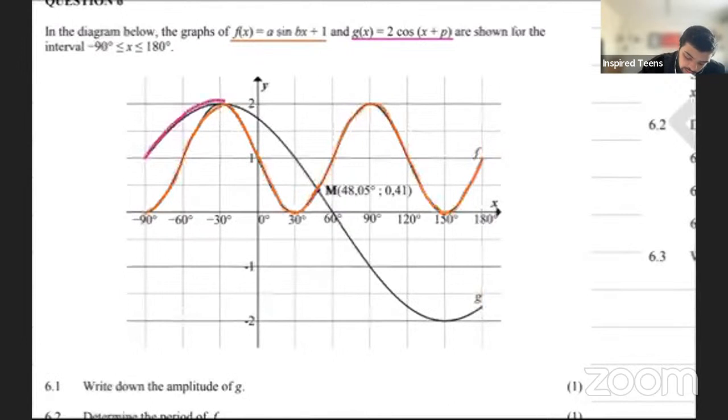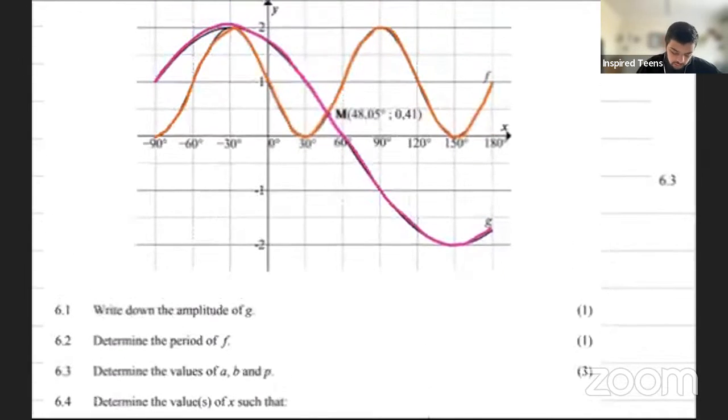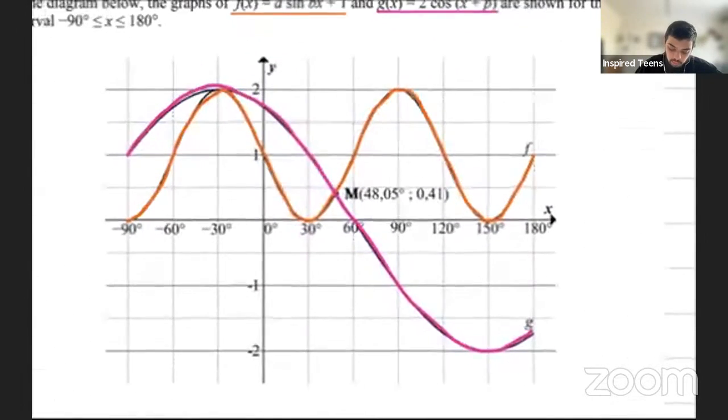Okay, and then we have this guy here, which is g of x. Okay, cool. So we have f of x, we have g of x. Let's look at the first question. Write down the amplitude of g. Okay, before we continue, let us just work through it ourselves.